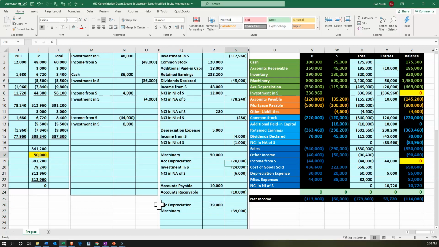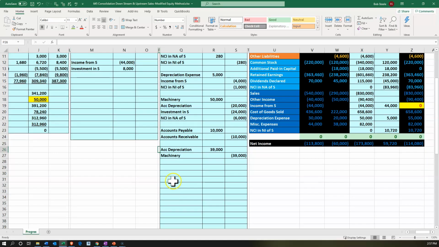So then I'm going to go up, all right, accumulated depreciation is here. I'm going to say F2 plus F2. And we're going to debit that one. And then the machinery on top, F2 plus F2. And we'll then say that's going to go down.